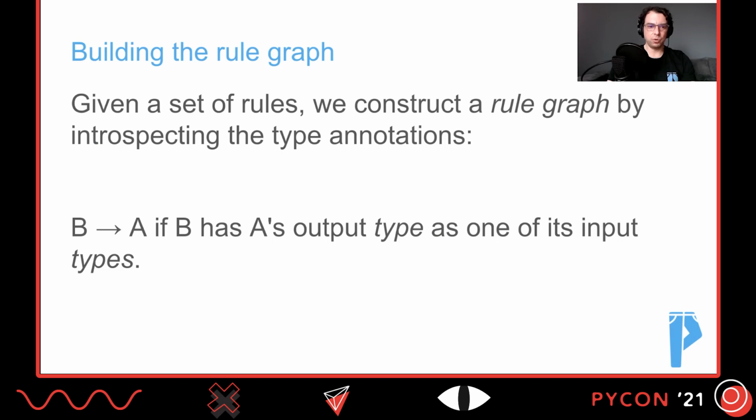Given a set of rules, we can construct a rule graph by introspecting those type annotations. So we can say there's a dependency edge from B to A if B has A's output type as one of its input types. This is related to, but a little bit different than, the task graph, which we talked about earlier. The task graph is dynamic. It maps between invocations of functions in the context of a specific initial input. The rule graph here is static. It maps types, not instances of those types.